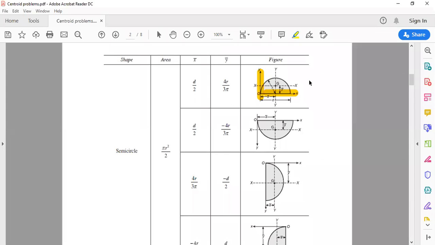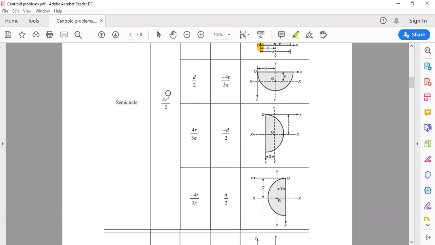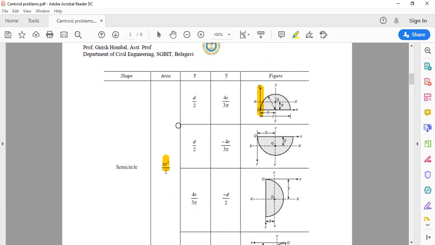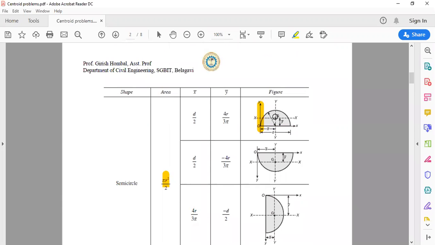Now let us locate x bar and y bar for this semicircle of radius r. All the semicircles which are present here are of radius r only. Thereby the area is commonly written as pi r square by 2. So next, for the first figure, let us calculate x bar and y bar. Now this is the centroid.